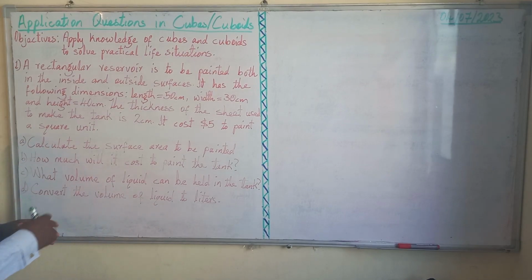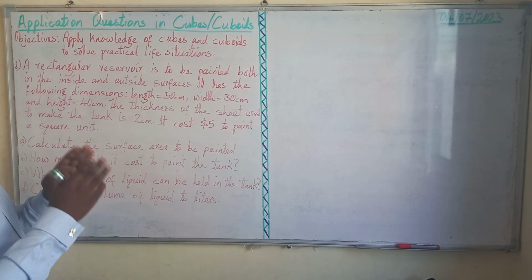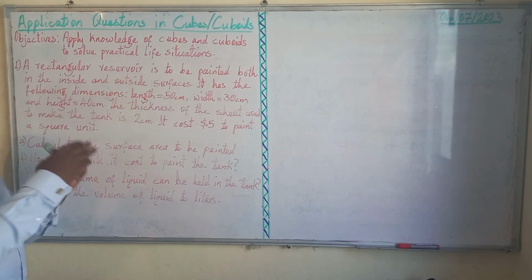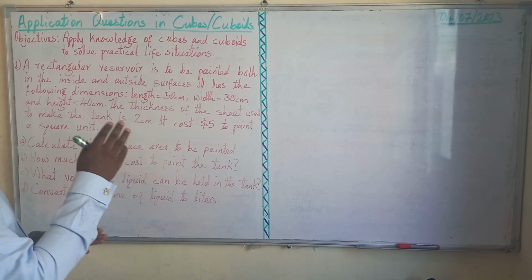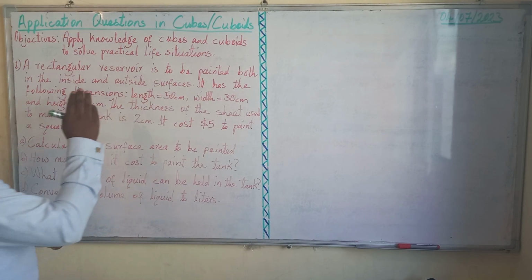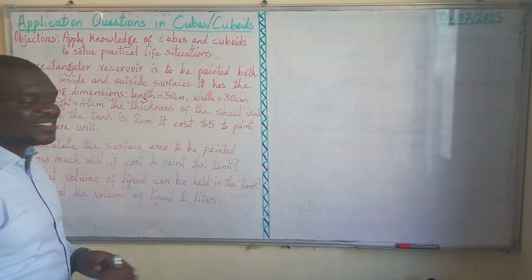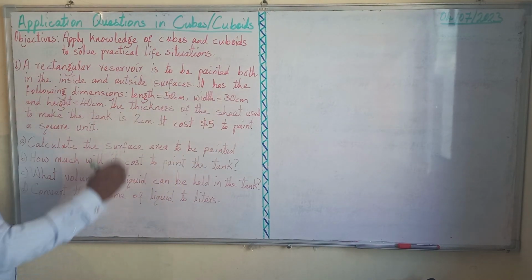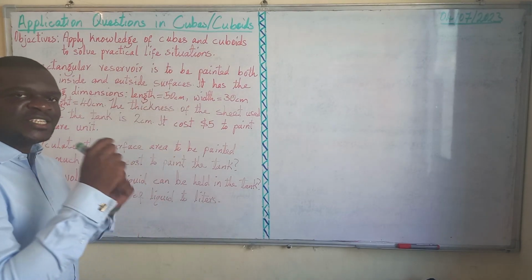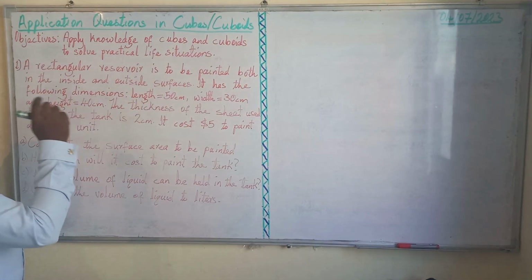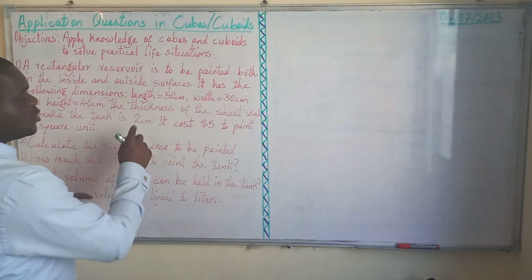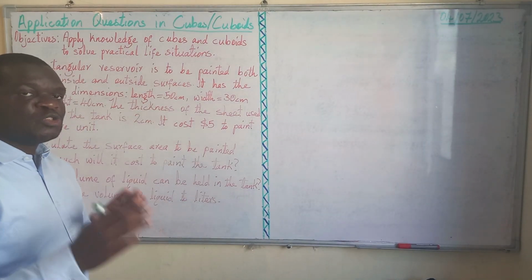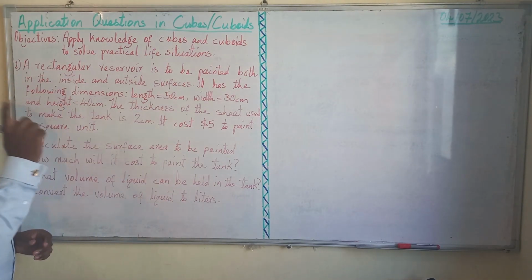It says, a rectangular reservoir is to be painted both inside and outside surfaces. It has the following dimensions. The length is 50 centimeters, the width is 30 centimeters, the height is 40 centimeters. The thickness of the sheet that is used in producing the tank is 2 centimeters. It costs $5 to paint a square unit of the tank.